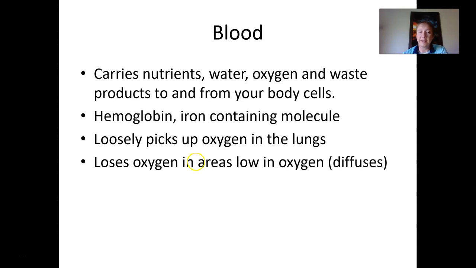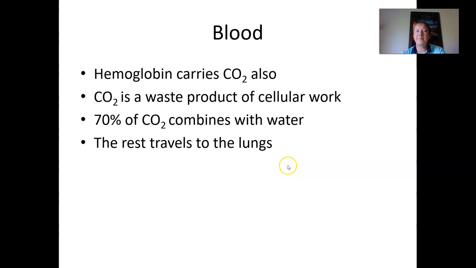So hemoglobin can be used to pick up or actually gather oxygen in your lungs, where your lungs have a very high concentration of oxygen from breathing it in. The bloodstream has a low concentration. We'll kind of look at how that works later on when we see how the blood moves. And then it loses it in low areas of oxygen. We'll talk about that later on as well.